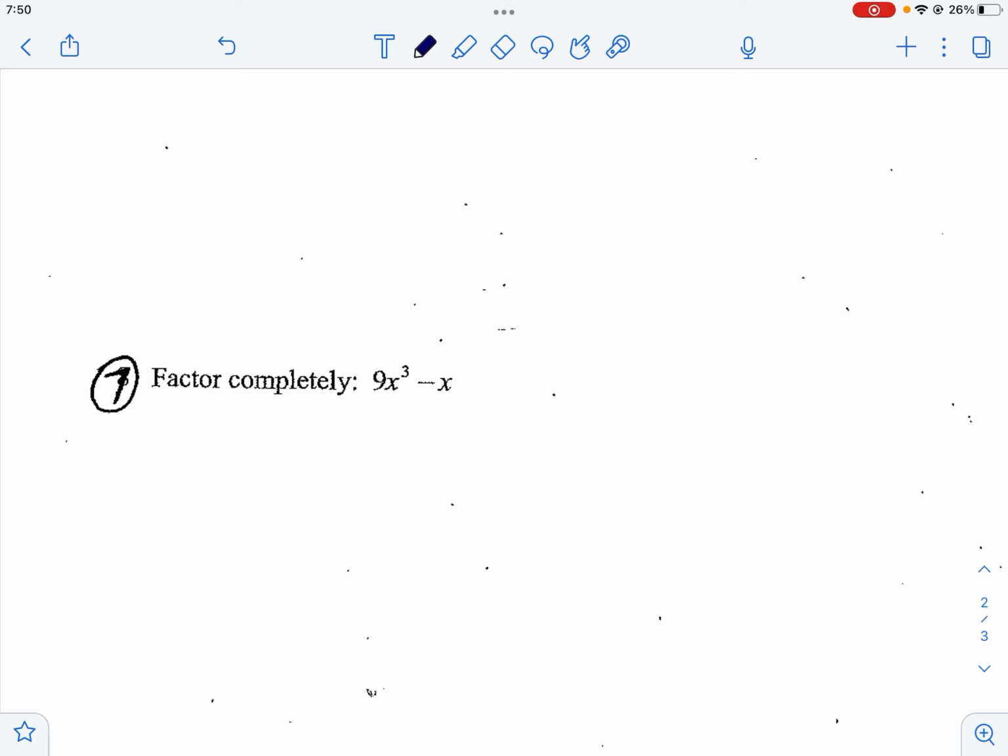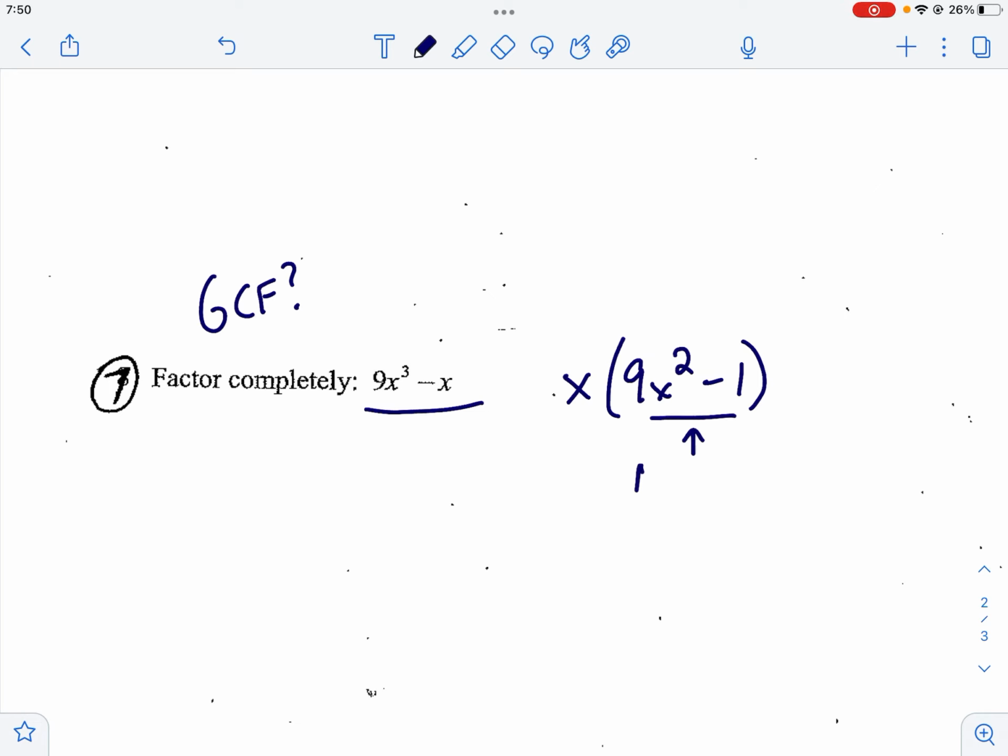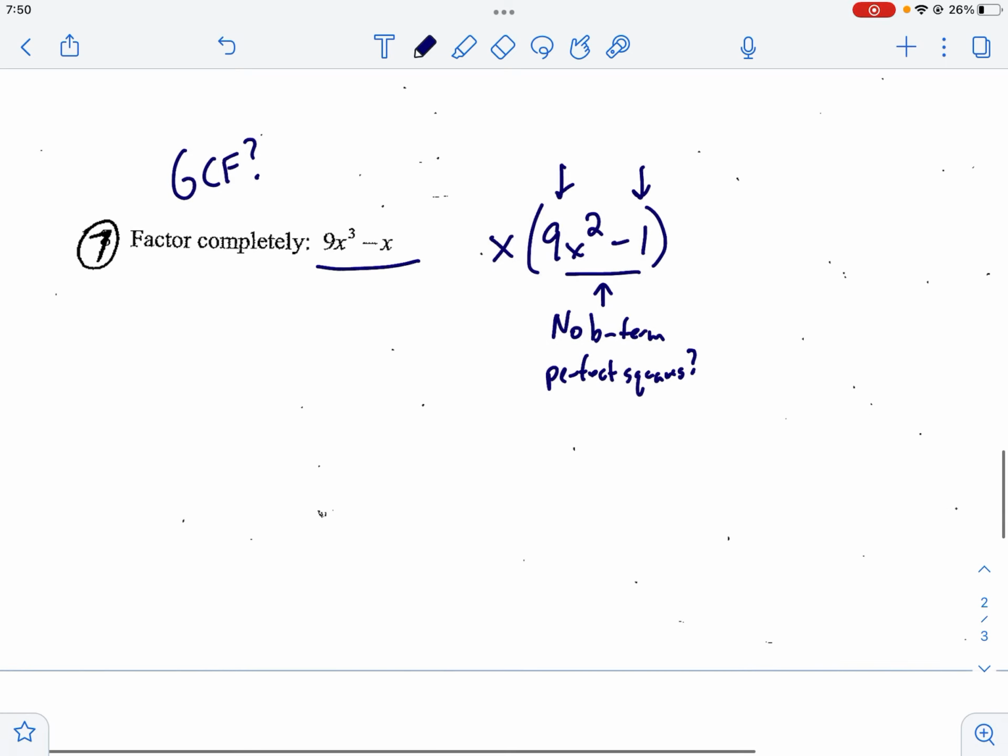For number 7, we notice that there are two terms. Before we do anything, we always want to ask ourselves if there's a greatest common factor. In this case, there is. And x can be factored out, leaving behind 9x squared minus 1. We'll then re-examine this binomial, and we'll notice there is no b term. Asking ourselves, is it perfect squares? Yes, 9x squared and minus 1 are both perfect squares.